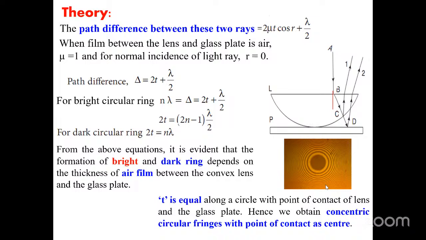Here, the thickness is equal along this circle with the point of contact of the lens and the glass plate, and concentric circular rings are to be formed here, with the point of contact as the center.